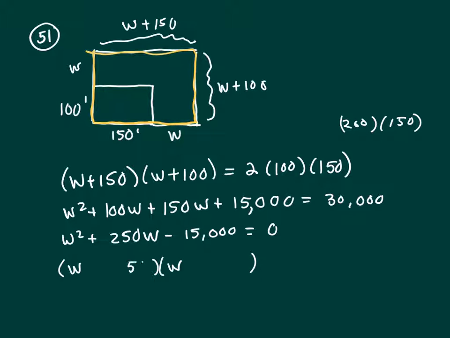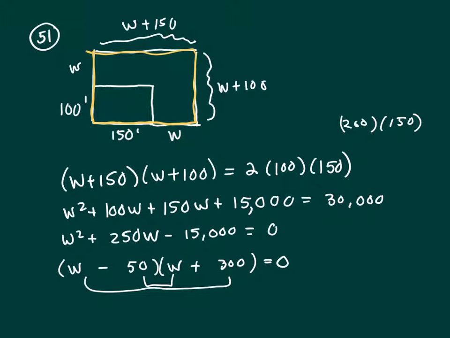So let's put a 50 in here. And that would be, I want to get 15,000. So that means the other one's going to be a 300. Is that right? Yep, they give me 3 zeros. So this would have to be plus, and this would have to be minus. And that checks. W squared, negative 50W, plus a 300W leaves you a positive 250.